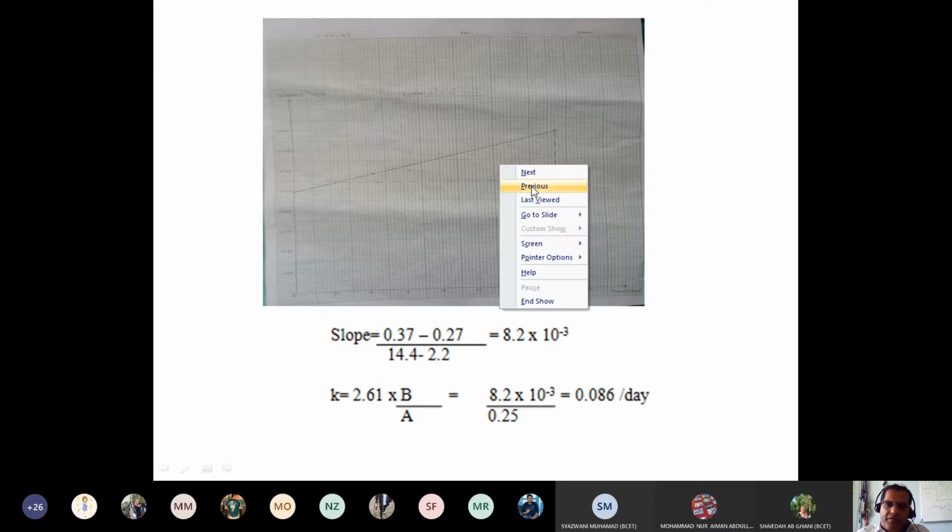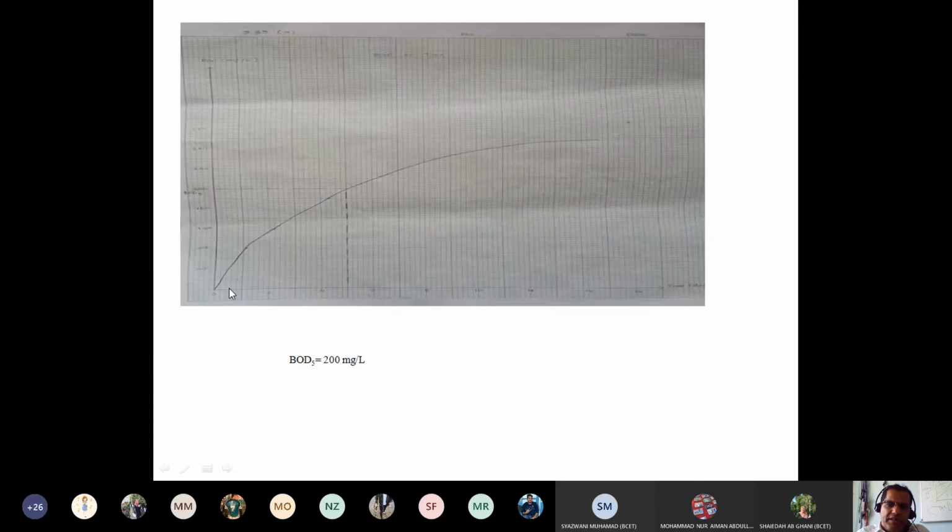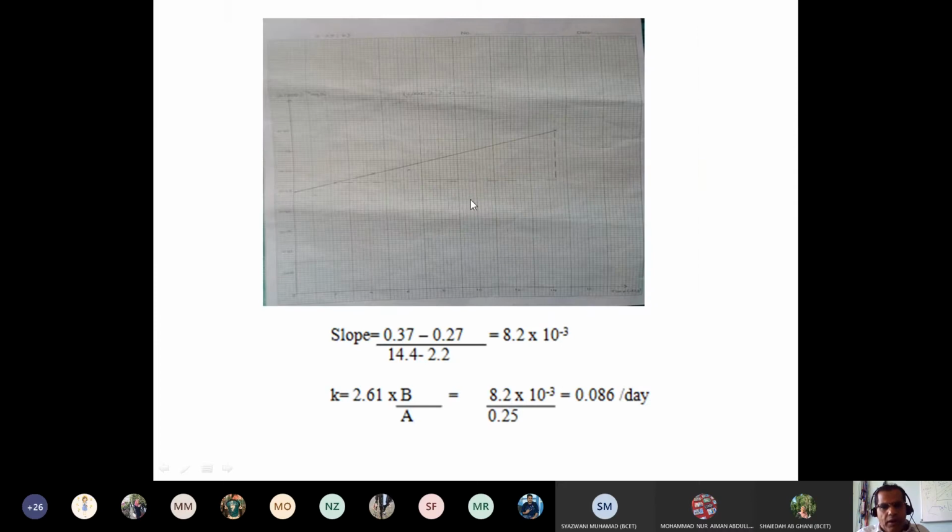In BOD5, no need to make a straight line, you just connect the points normally, not a straight line, and you go to 5 days to take the value. But in the second one here, you need to make a straight line, so you take the best points. I think I showed you last time in water pollution or pollution control, but not in detail. So if you cannot understand now, you can go back to this slide and watch again.